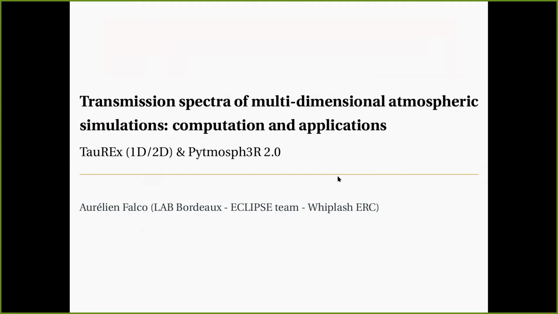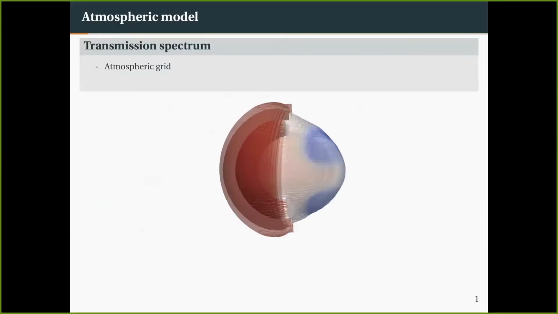Yeah. Great. So this is Aurelien Falco from Laboratoire d'Astrophysique in Bordeaux, and he's talking about transmission spectra of multidimensional atmospheric simulations. Okay. So I will just start with a bit of context on what we are trying to do here. Obviously the goal is to compute transmission spectra. But the idea is that we have GCM simulations, like this one of WASP-121b. And so we wonder how to compute the intersection of the rays of light with this simulation.